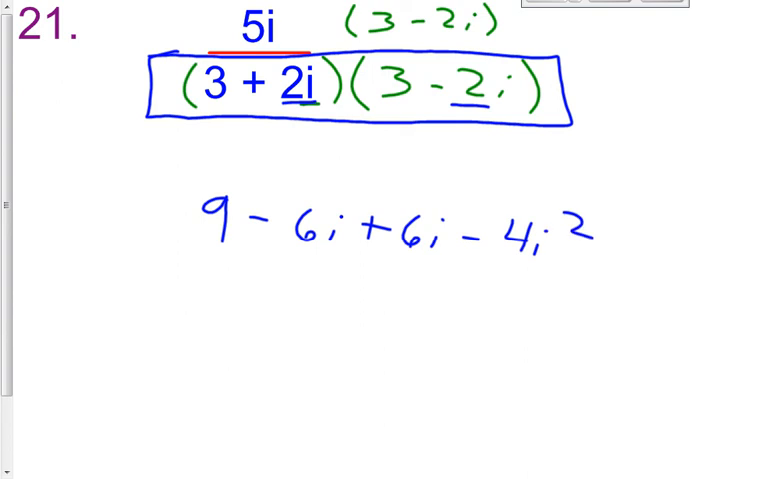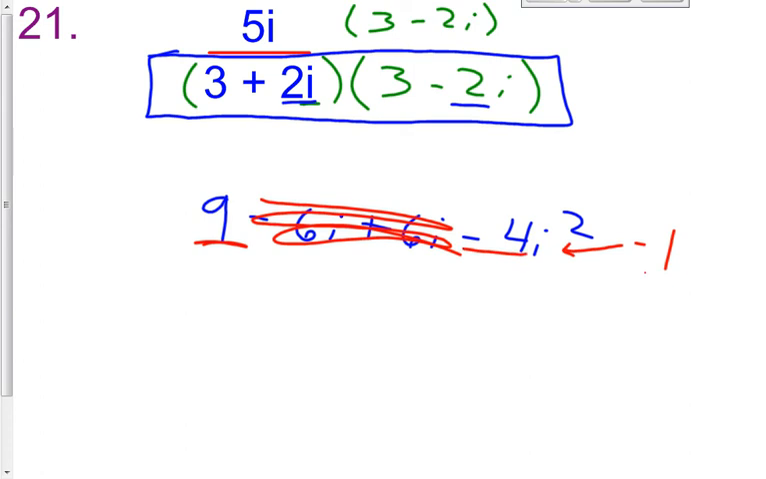So what always happens with conjugates? The middle two terms always, always, always cancel out. A negative 6i plus 6i is 0i. That is gone. And now, what is i squared the same thing as? A negative 1. So what do you have in your denominator? 9 and a negative 4 times a negative 1 is a positive 4.